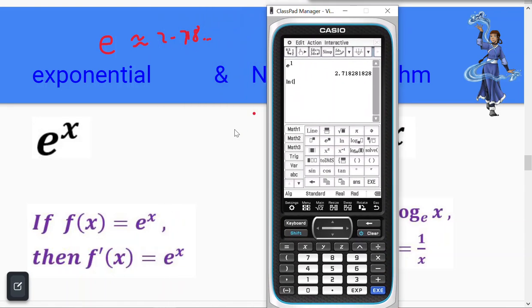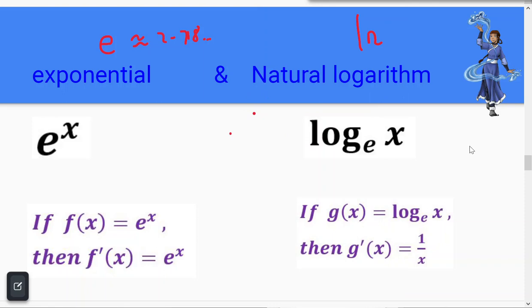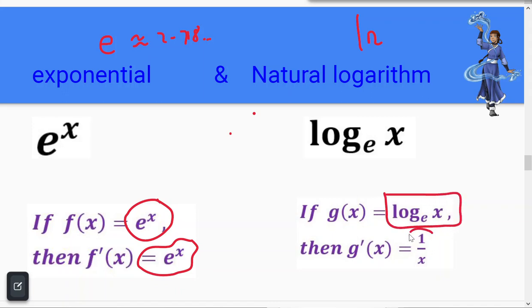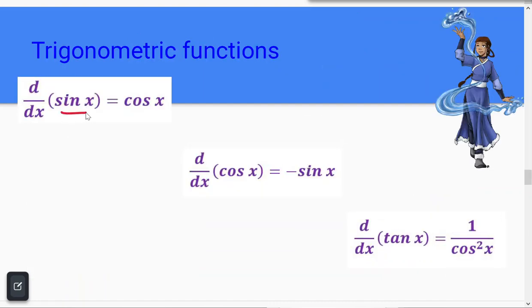I'll talk more next year as to where it comes from, but just for today, if the function is equal to the expression e to the x, then the derivative is also equal to e to the x. And if the expression is log base e of x, then its derivative is 1 on x. The derivative of sine is equal to cos of x. The derivative of cos is equal to negative sine of x. And the derivative of tan is equal to 1 on cos squared of x.